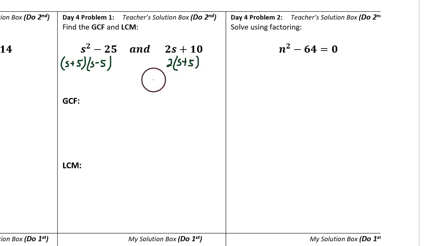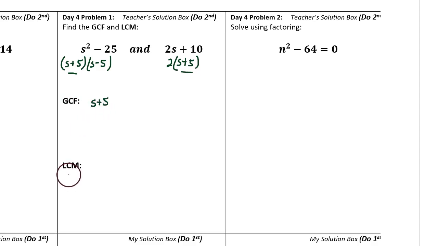The reason that factoring will help us make our GCF and LCM is that now we can check to see what's common. Let's do our greatest common factor. There's an s plus 5 factor in the first polynomial, and it is common because here it is over there. So let's write down s plus 5. Now s squared minus 25 has another factor, it's s minus 5. But is s minus 5 a factor to this polynomial? No, it's not. So our greatest common factor is only the factor s plus 5.